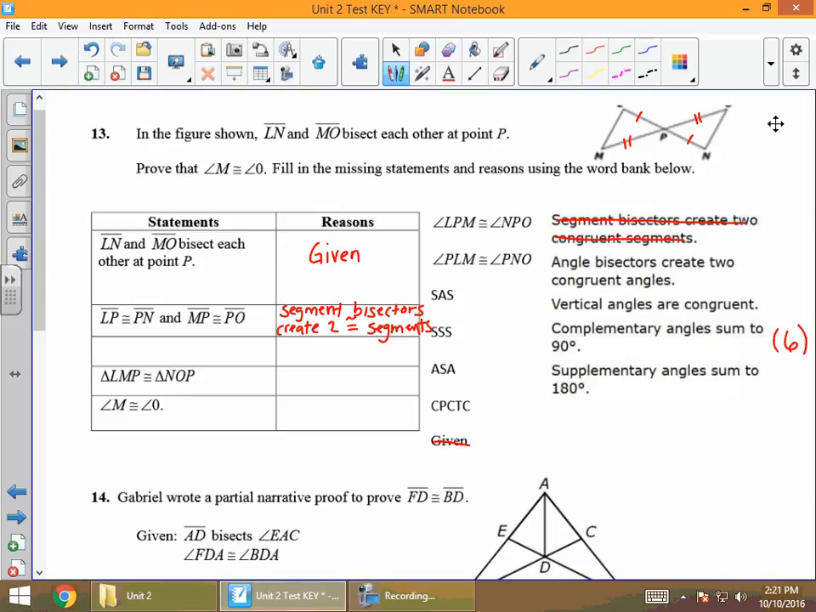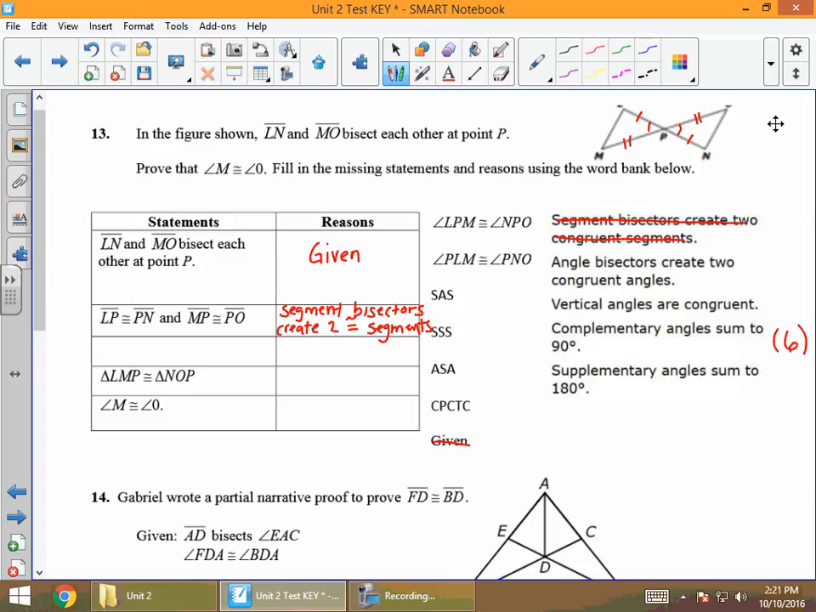All right, the next statement and reason I'm missing. Well, these are bow tie triangles. So before I can say that the triangles are congruent, I need to find out one more piece of information. I either need one more side or one more angle. These are bow tie triangles. So this angle right here in the middle has to be congruent.